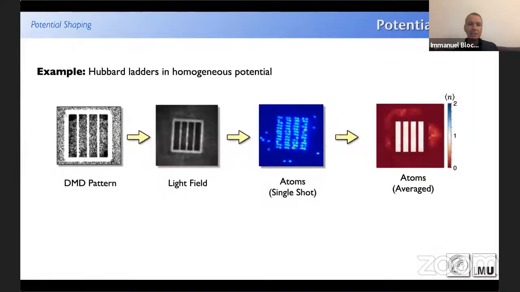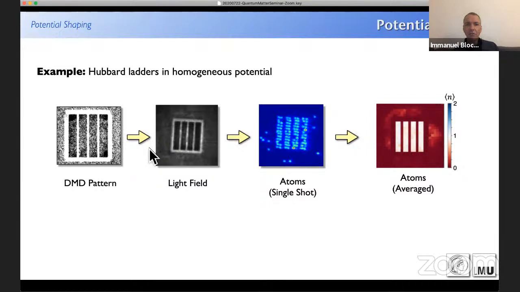And I just want to show you a recent example of what we're doing, for example, to create ladder systems. On the left, you see the pattern we program the micro mirrors to be. Whenever you see a white pixel here, it means that mirror is tilted, is turned on, and when it's black, that mirror is off. When we shine light onto this DMD pattern, it gives us this light field. The atoms experience this light field as the potential, and we can have a lattice structure on top of this potential. And now you see we get this really nice box potential with these ladders, quantum ladders, these Hubbard ladders, in between.